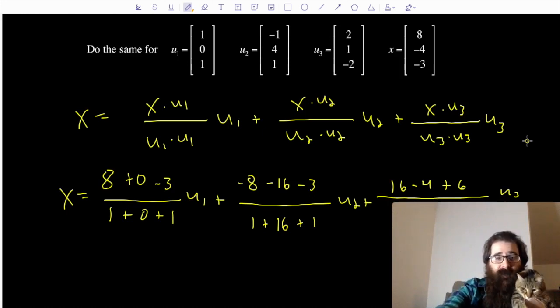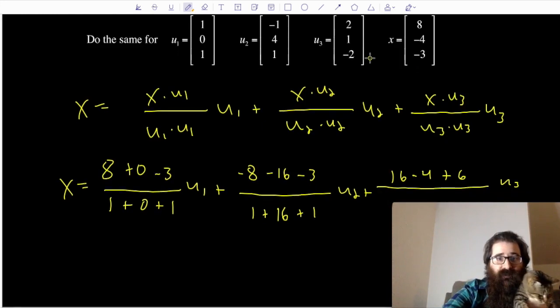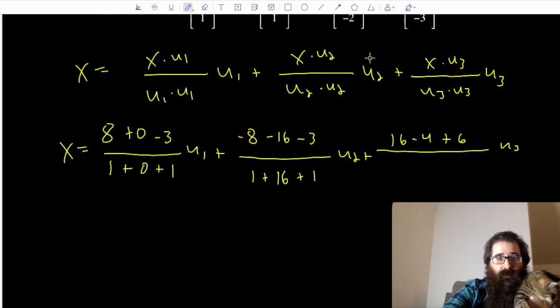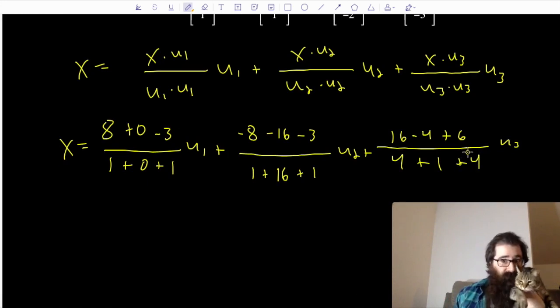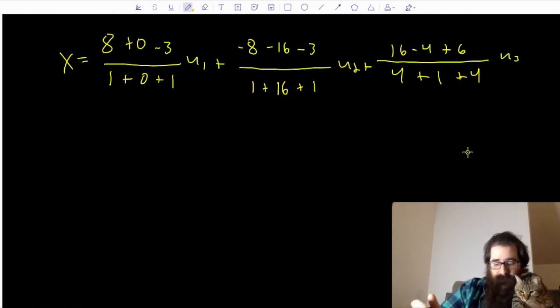And then I still want divided by u sub 3 dotted with itself. So that's going to be 2 times 2 is going to give me 4. 1 times 1 is going to give me 1. And negative 2 times negative 2 gives me another positive 4. So we got all of our dot products, right? So let's go ahead and work through the arithmetic.